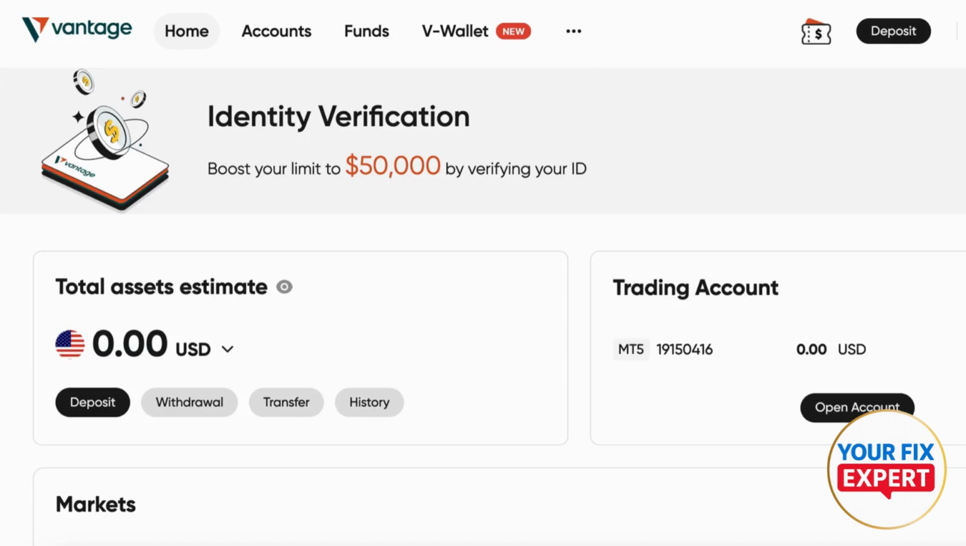Hey guys, what's happening? How to withdraw from Vantage trading account to crypto wallet.